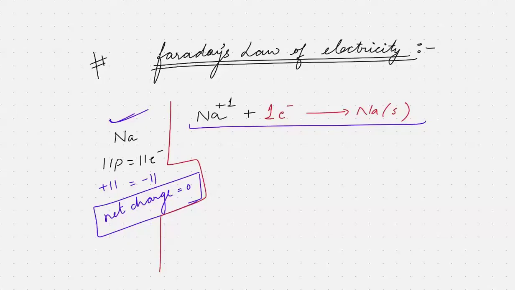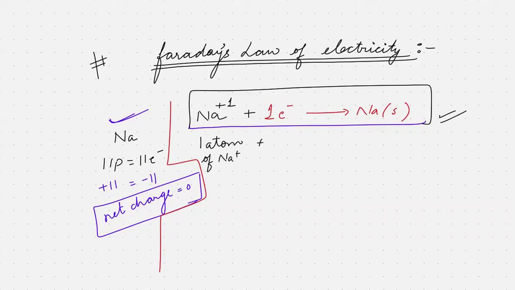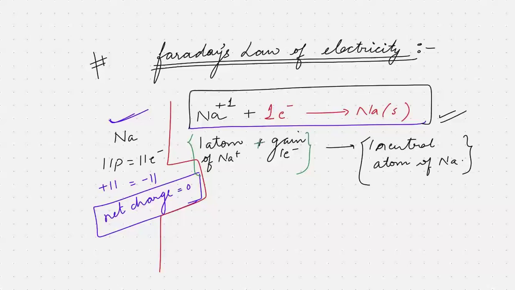So initially Na was neutral, right? But if you're reading this equation, how do we read this specific equation? Just tell me. One atom of Na plus will gain one electron to form one neutral atom of Na. Am I right or not? Yes. So when we say we have one atom of Na plus, it gains one electron, so it is going to give me one neutral atom of Na.